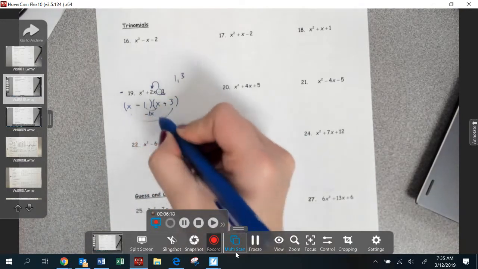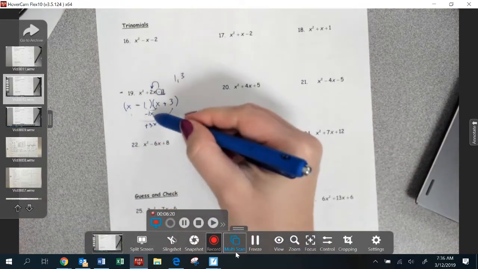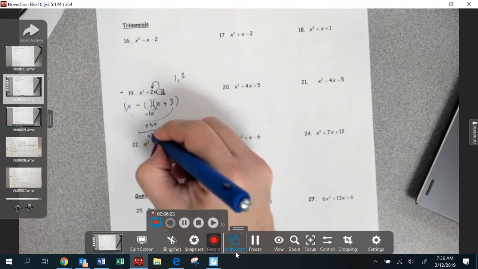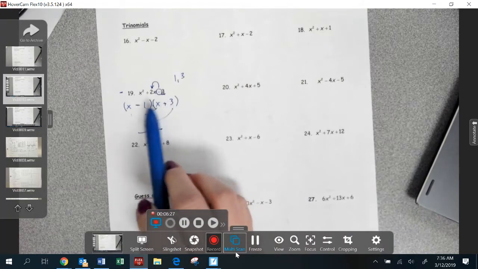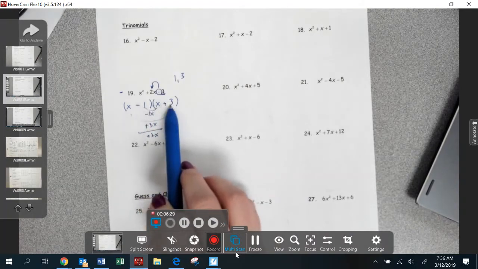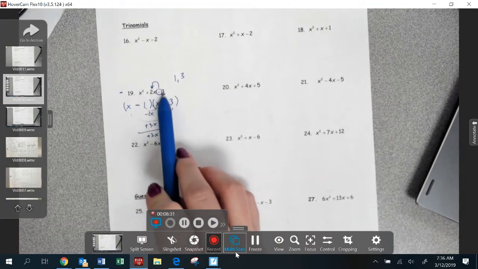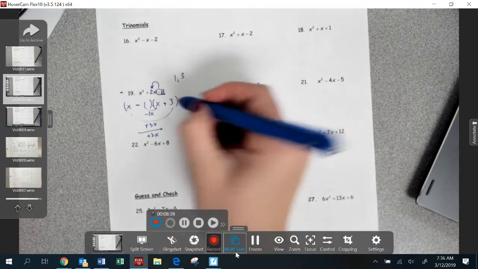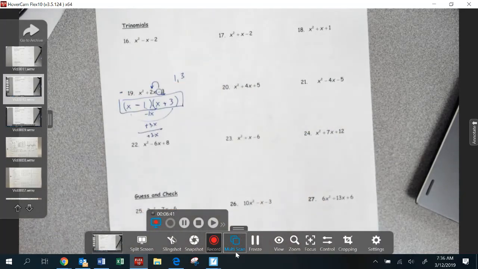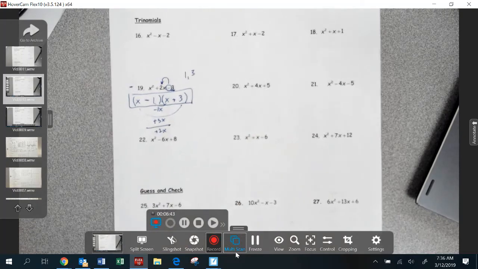And if I check that, that would add up to positive 2x. My middle term matches up. If I check my last pair here, negative 1 times positive 3, it does get me negative 3. So that would work out as making sure I've been able to multiply this back together to the original. So this would be your factored form for that problem then.